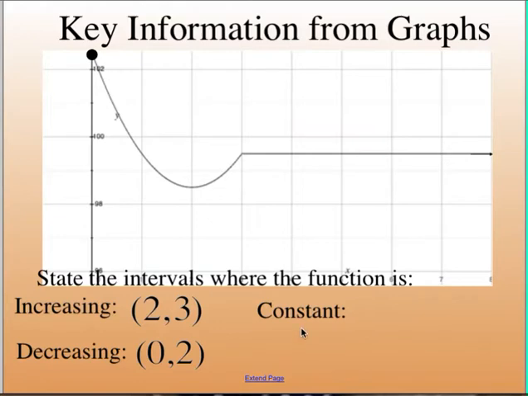And then lastly, where is the function constant, meaning where is it horizontal, where it has absolutely no slope. It looks like it starts at 3, and since the graph has an arrow at the right, it goes to infinity. And so you'll see here that this looks a lot more like an interval because it has an infinity and it's not a coordinate.